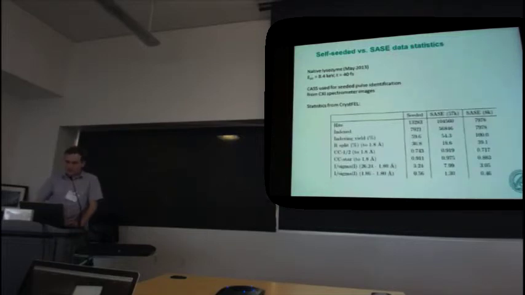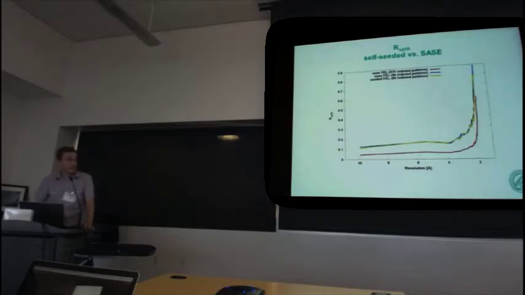And here they are presented in the table. So we had around 8,000 indexed seeded shots. And for comparison, we have randomly selected also around 8,000 SASE shots. And you see that the improvement between SASE and seeded isn't very high. I would say, in terms of these statistics that were used for comparison, like R-split or CC1/2 or I over sigma, those two data sets are almost the same.